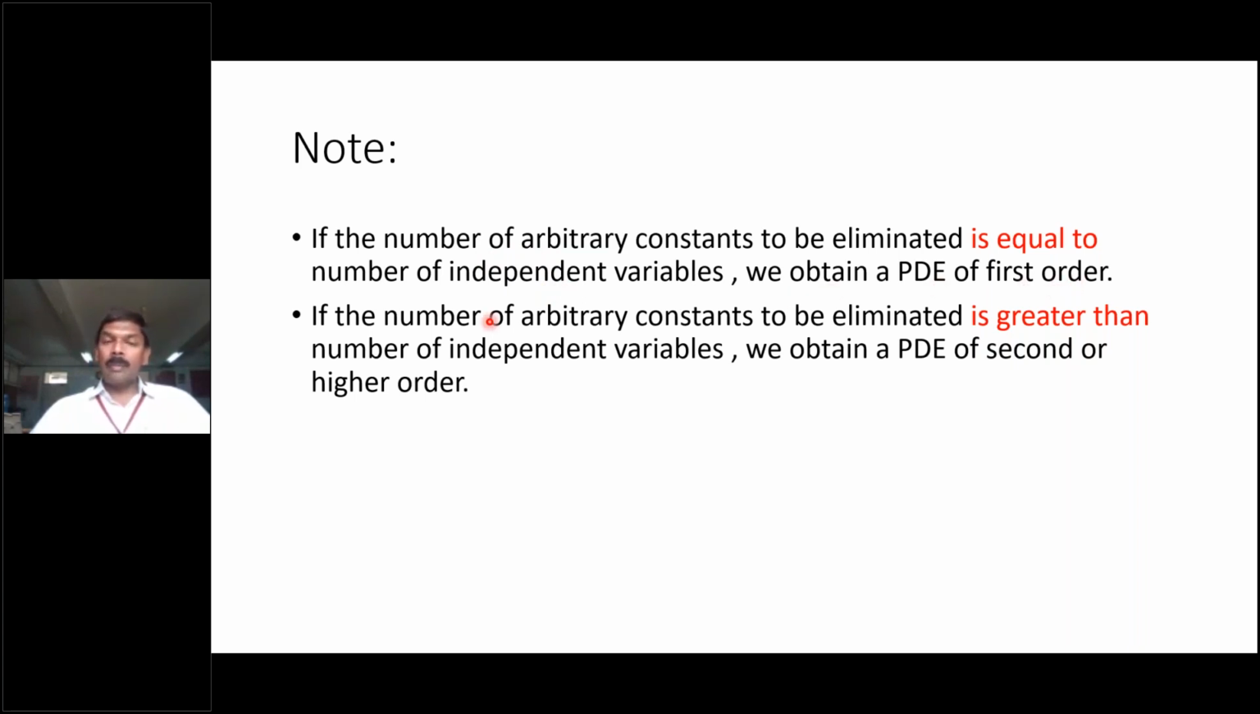On the other hand, if the number of arbitrary constants to be eliminated is greater than the number of independent variables, in the last problem the constants are 3 and we have two independent variables. So we get into this greater than condition. So that's why we got a second order PDE. So remember, when the number of constants is greater than the number of independent variables, we obtain a PDE of second order or higher order. So this is about formation by eliminating constants.